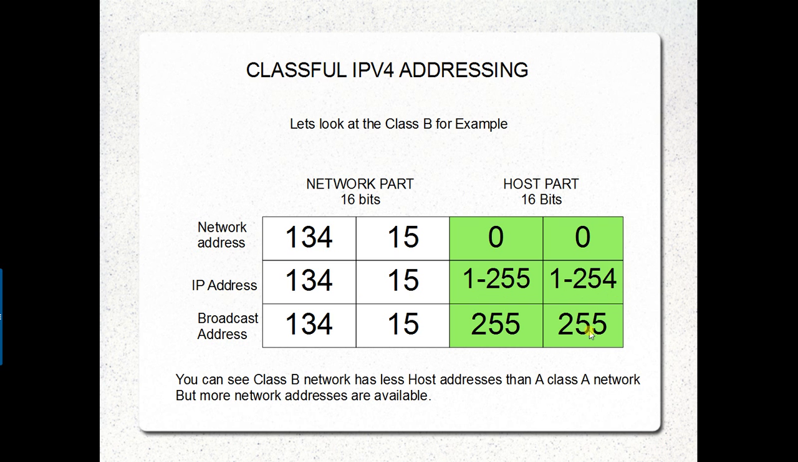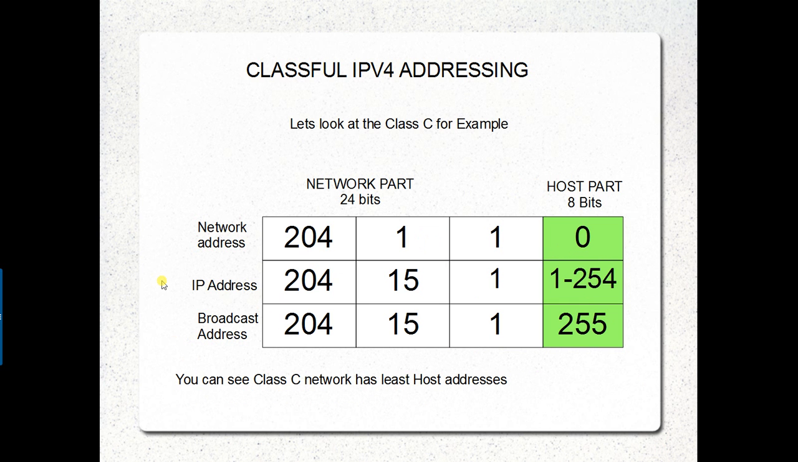If you don't totally get all that right now, it's not too important, but just understand that this is the network part, this is the host part, this is the network address of this IP range, and this is the broadcast address. The lowest one is the network, the highest one is the broadcast. Everything in between can be used as an IP address for a host. And that's why they call it the host part, 16 bits.